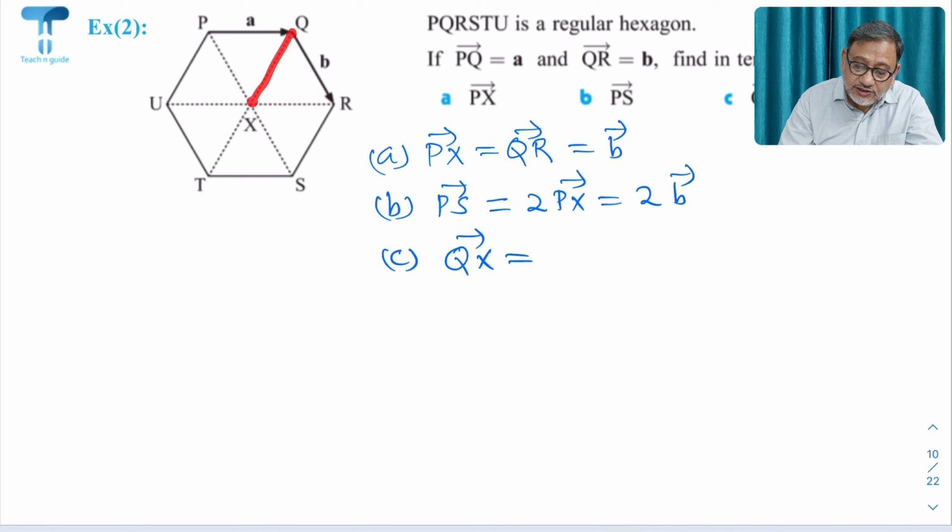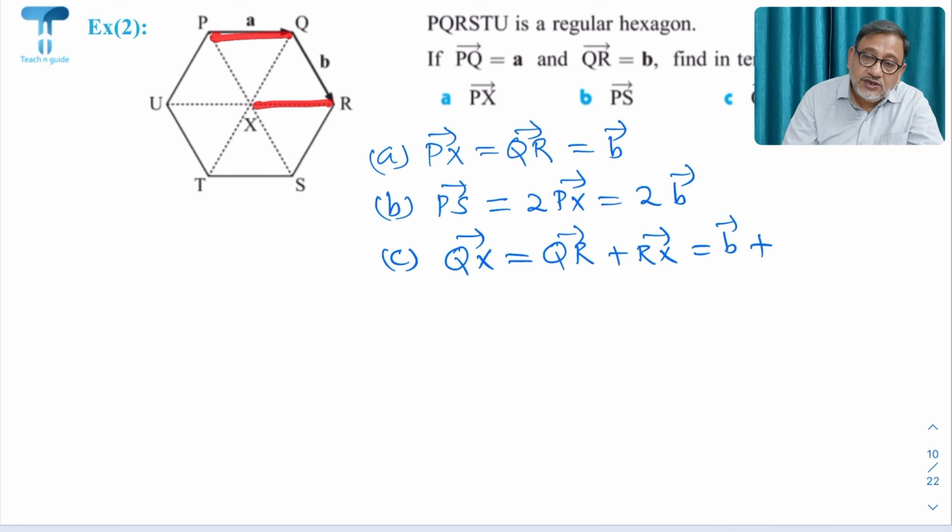So QX can be QR plus RX. Why I am taking QR? Because B already we have. So QR plus RX. Now QR is already B, vector B, and RX, look at RX. This size is same as this size, but only the direction is opposite. So we will write negative of A. So like that my final answer is B minus A, vector B minus vector A.